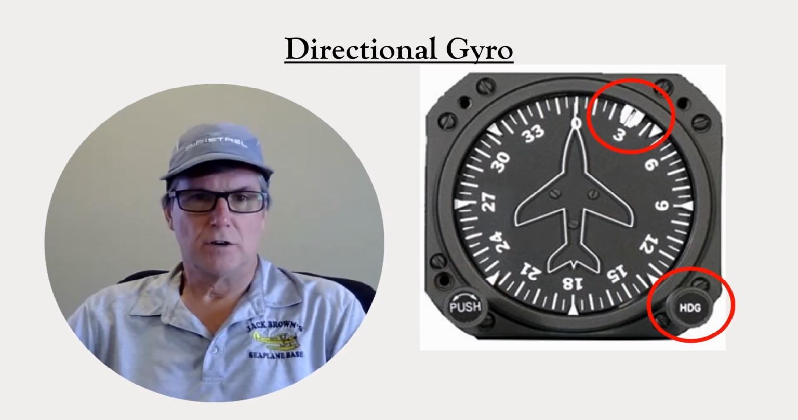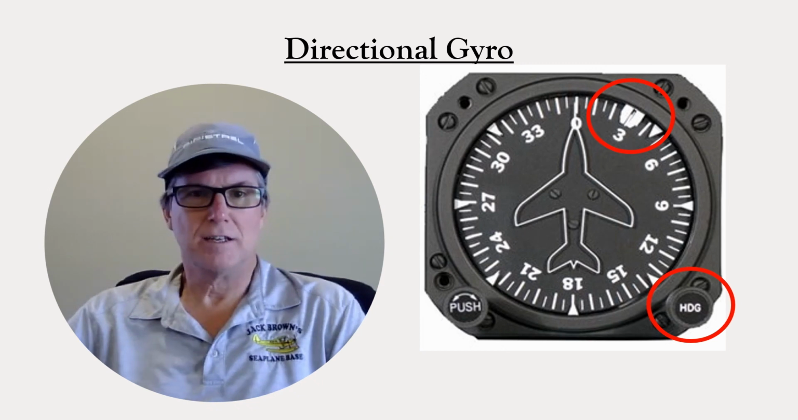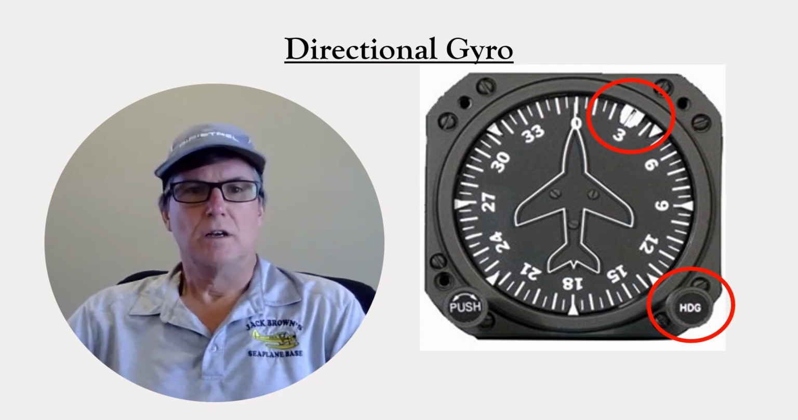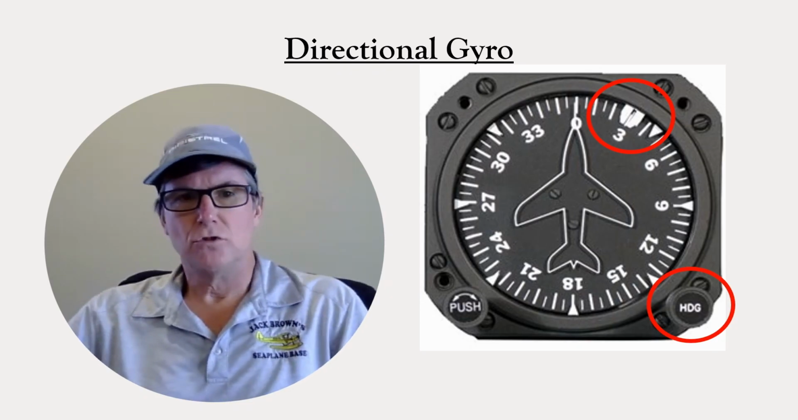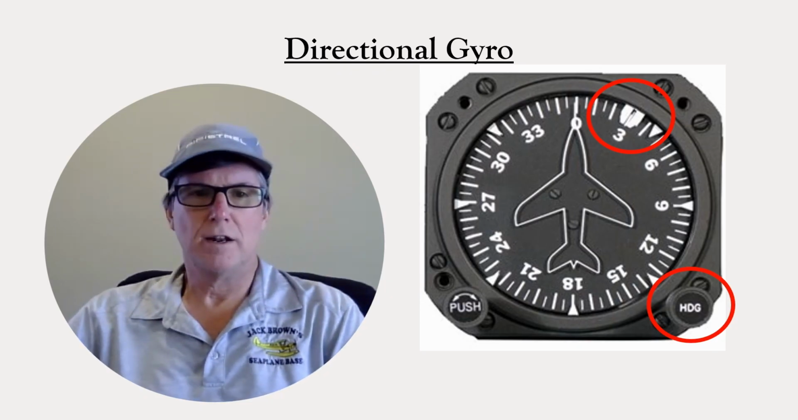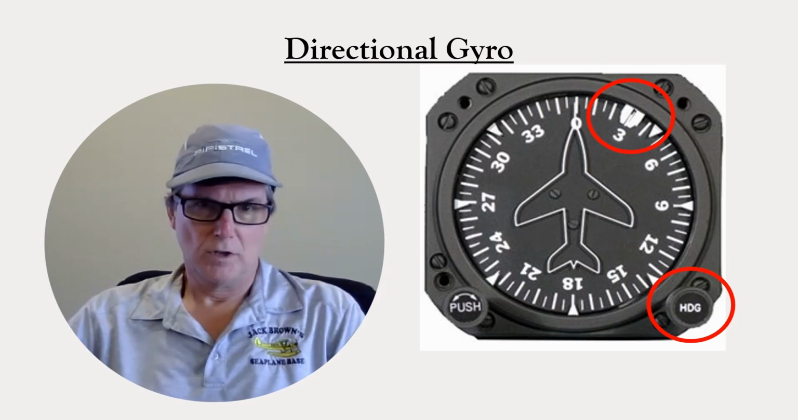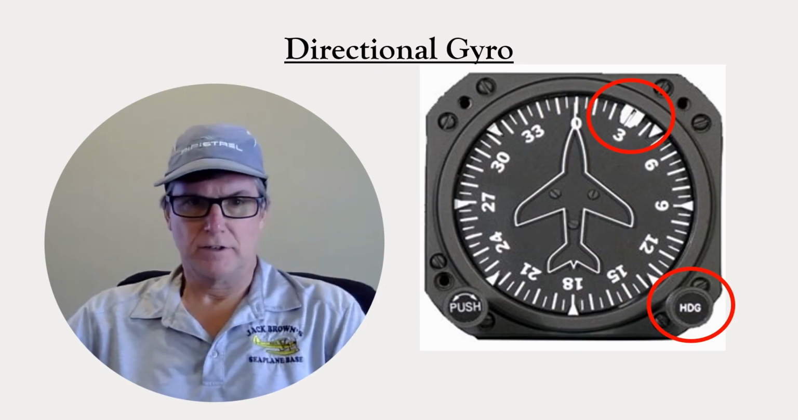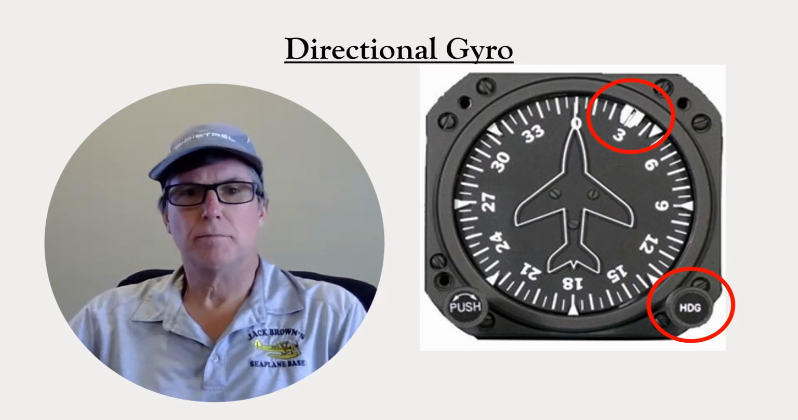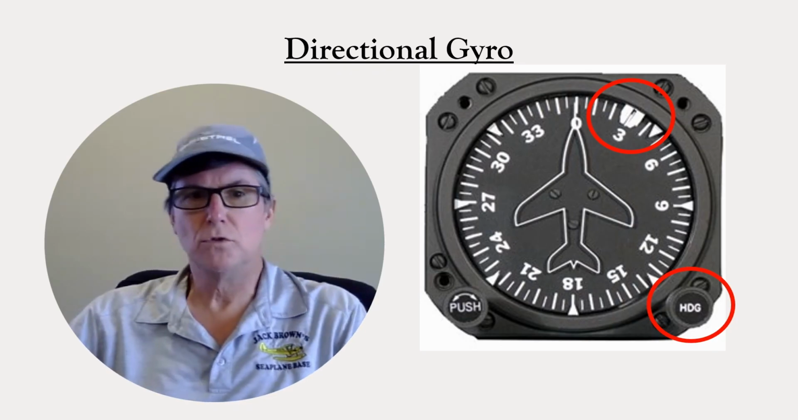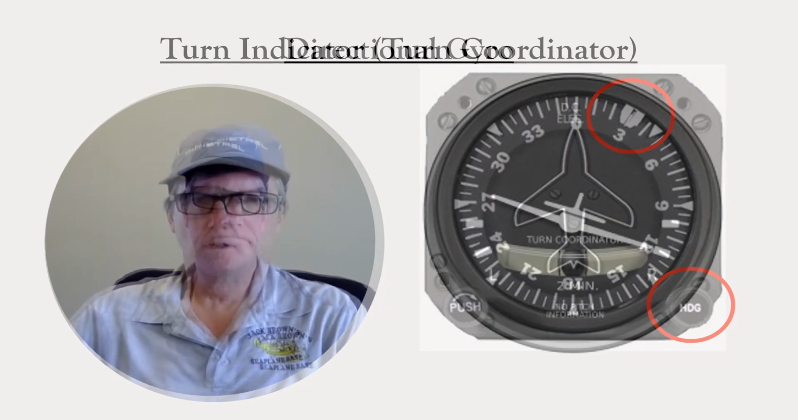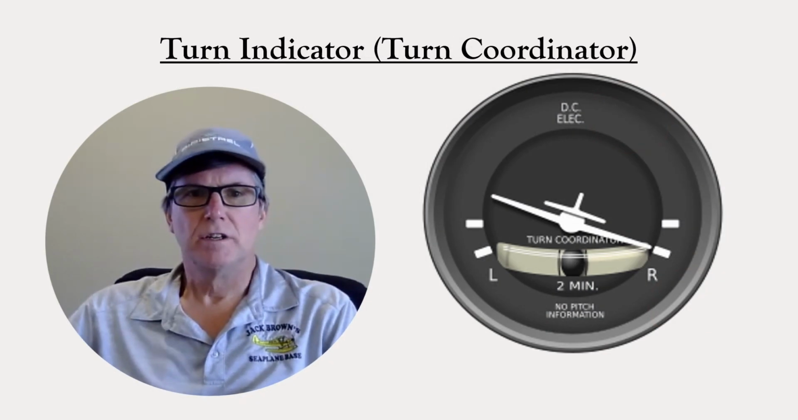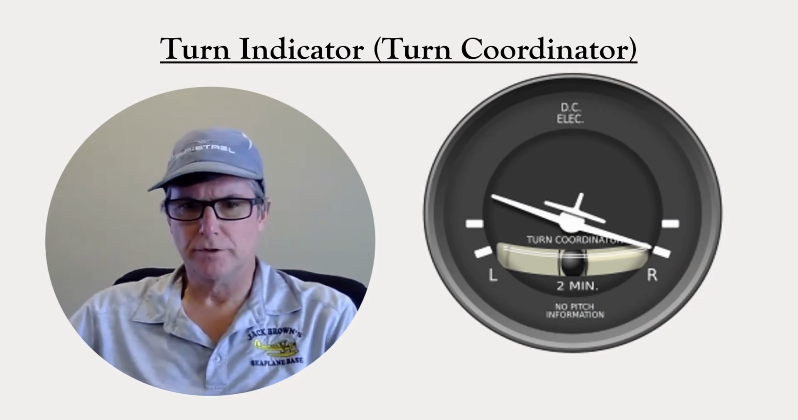Some directional gyros also have a heading bug. You set that using a second knob. This is a useful way to remember what heading you're trying to steer to. In aircraft that have an autopilot, the heading bug may be how you communicate to the autopilot what heading you want it to maintain. The turn indicator tells you your rate of turn.